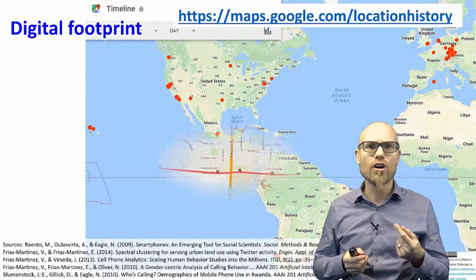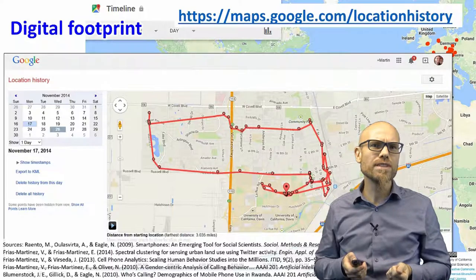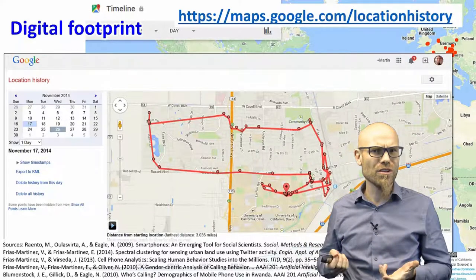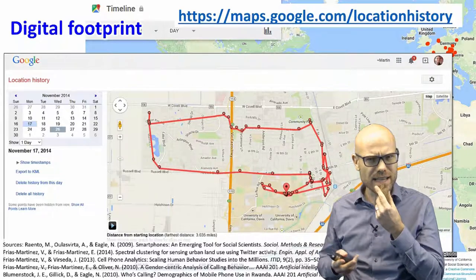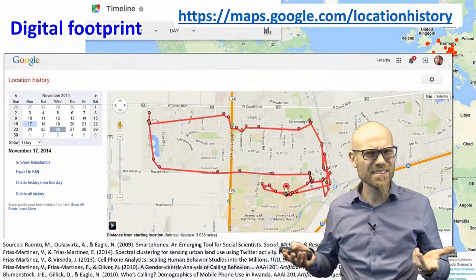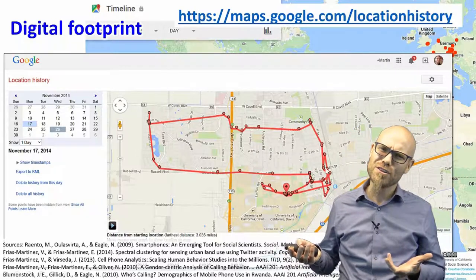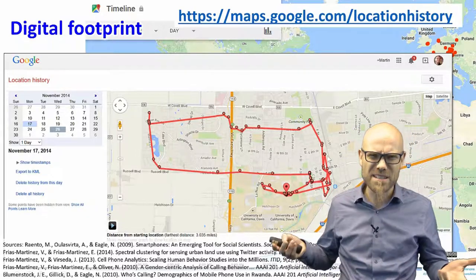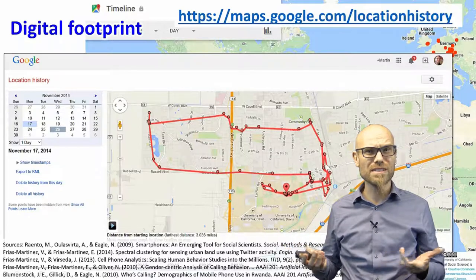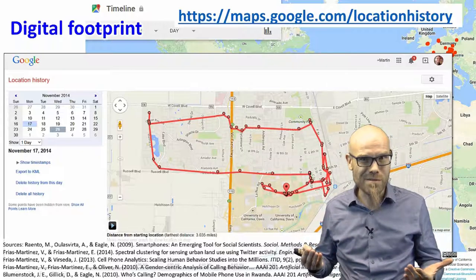For example, on Monday, November 14th, 2014, it seems like, so this is Davis, right? So it seems like I was all over Davis. I have no idea what I did. Okay, so here's campus. Okay, so it's Monday, I went to work. Now here, it seems like I was at the farmer's market. There's no farmer's market on Monday. And then I went downtown. I often go there for restaurants and for bars, but it's a Monday. Why would I go to a bar? I have no idea. And then I went to North Bay. So I don't remember, but the digital footprint remembers, right?